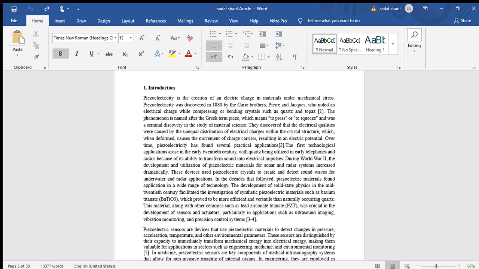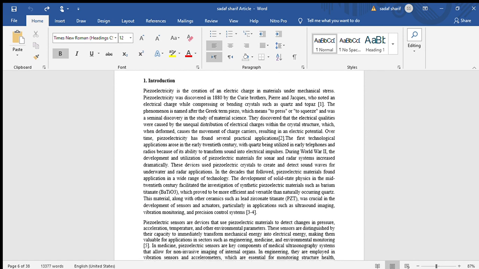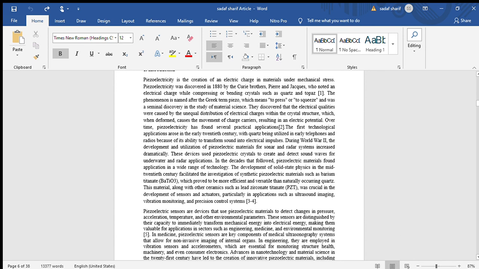Now, piezoelectricity was first discovered in 1880 by the Curie brothers, who noted an electric charge while compressing or bending crystals such as quartz or topaz. The phenomenon is named after the Greek term piezo, which means to press or to squeeze, and was a seminal discovery in the study of material science.